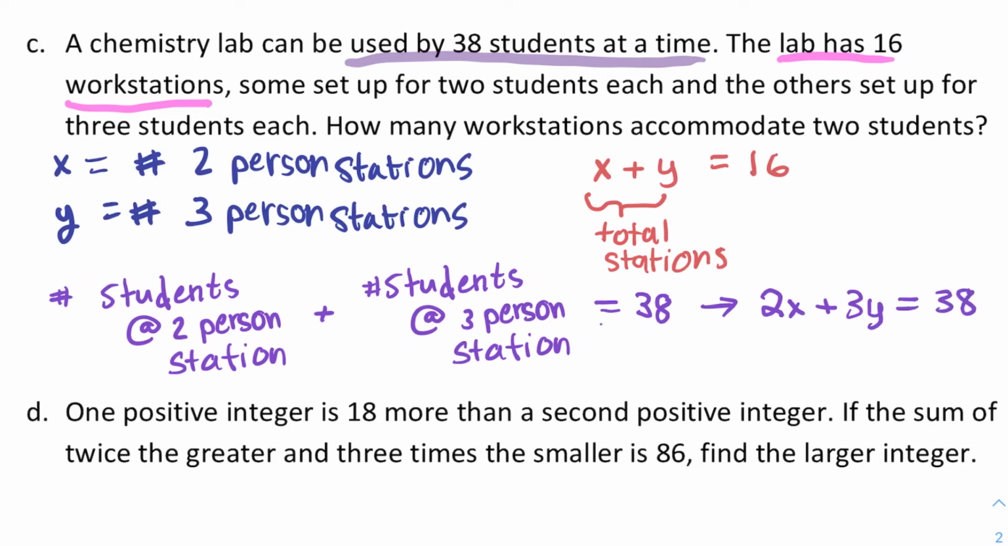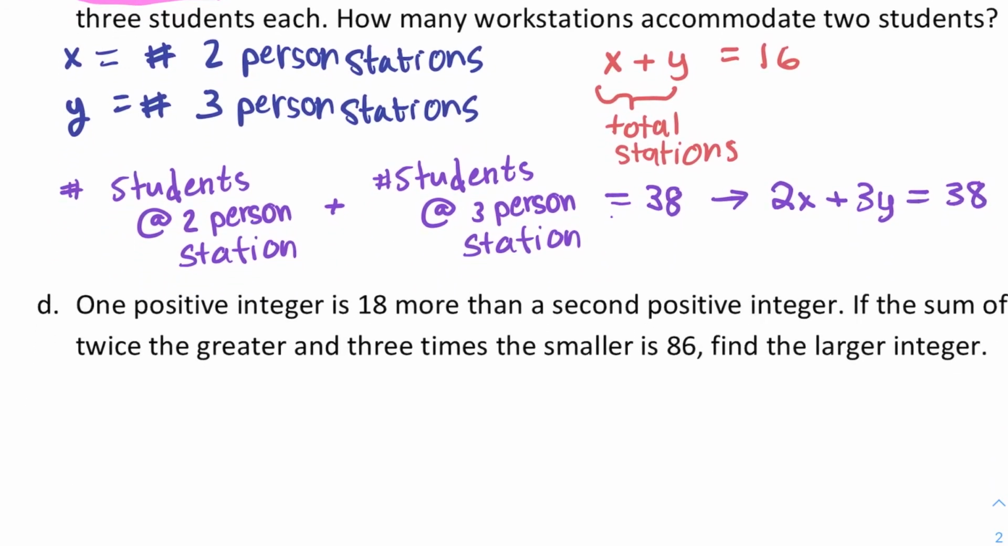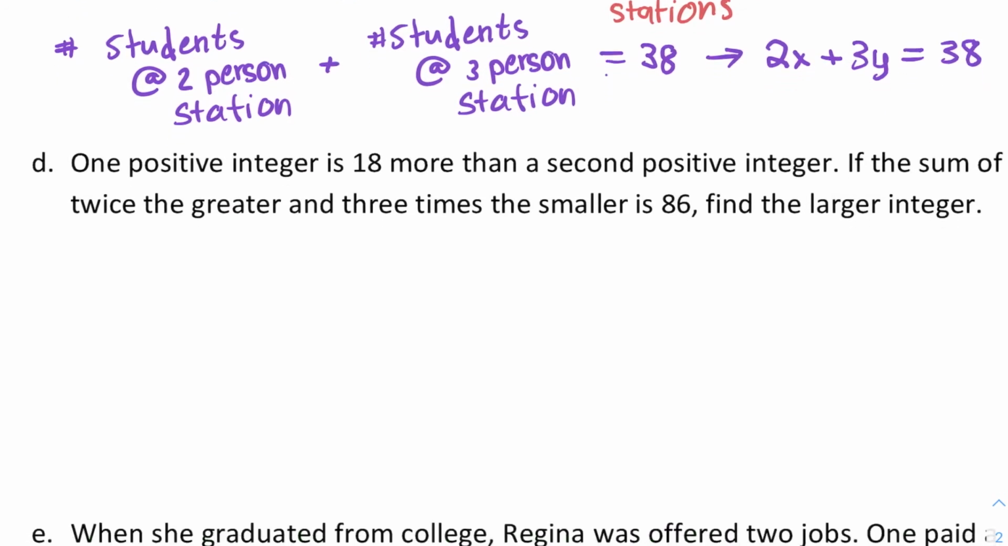Sometimes thinking in terms of actual fixed values helps. I've got some stations that hold 2 people. Let's say I have 3 of those stations. That means 2 times 3, 6 total students. Let's say I've got 4 3-person stations. Then 3 times 4 gives me 12 total students at those.